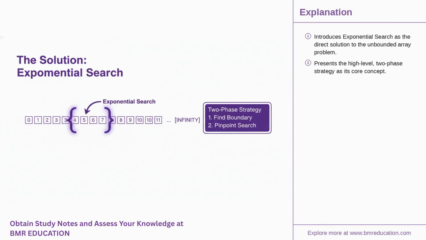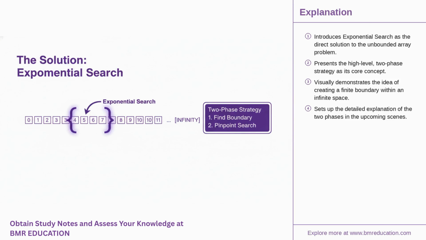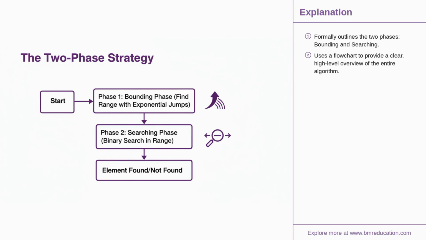This is precisely where exponential search comes to the rescue. It's a brilliant two-phase strategy. It doesn't try to search the whole infinite list. Instead, it cleverly finds a small, manageable boundary first, and then performs a pinpoint search within that boundary. Let's break down this strategy.